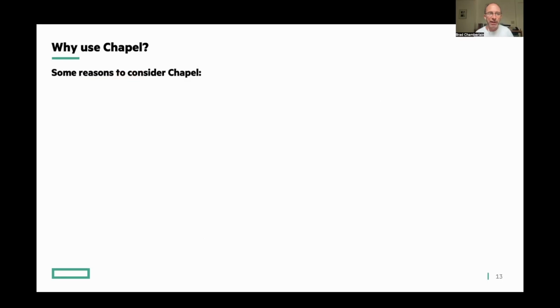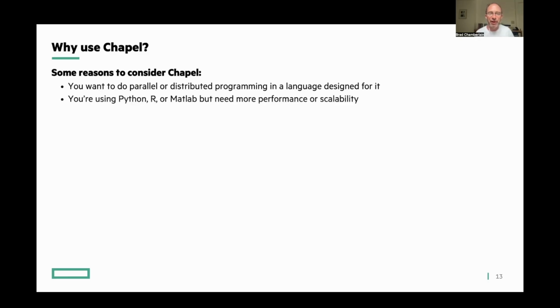So at this point, I want to pause and come back to the question, why would someone use Chapel? What would make you think, yeah, I think I should use Chapel? And so some reasons you might do that. First of all, you might want to do parallel and distributed programming, and you might be interested in doing that in a language that was designed for it. I think if you're learning parallel computing for the first time, in many respects, it's easier to learn that in Chapel than it is in some of these conventional techniques used in HPC. The second one is maybe you're a Python or R or MATLAB programmer, but you're running into the performance issues that some of these interpreted high-level languages have. So you need more performance or more scalability. That would be another reason to think about Chapel.